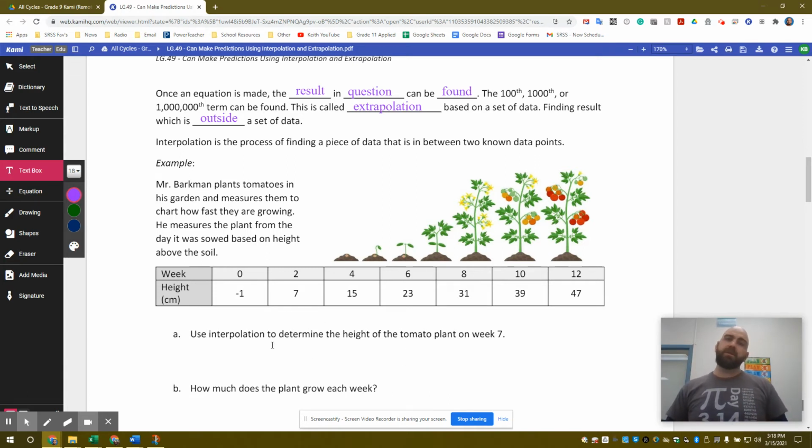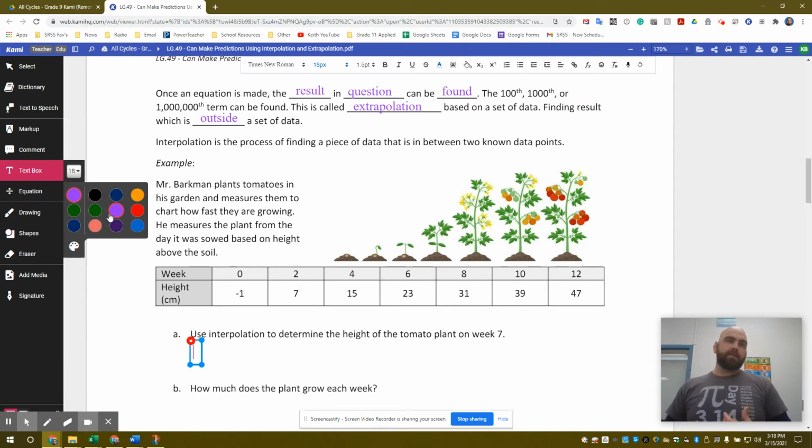Let's use interpolation to determine the height of the tomato plant on week 7. Well, you'll notice that I didn't go between 6 and 8. I only did week 6 and then week 8. I didn't do week 7 in between. So we want to interpolate what is in between. To do that, we can figure out what's halfway, or we can determine how much it grows each week instead of each 2 weeks, and then build that off of number 6.